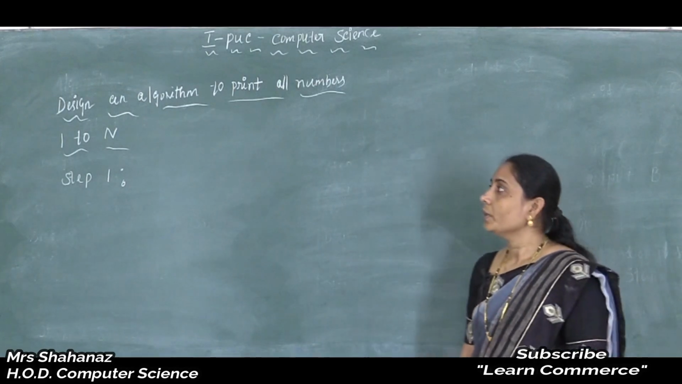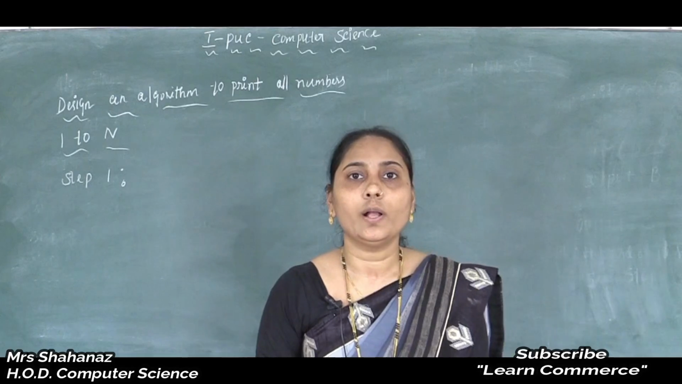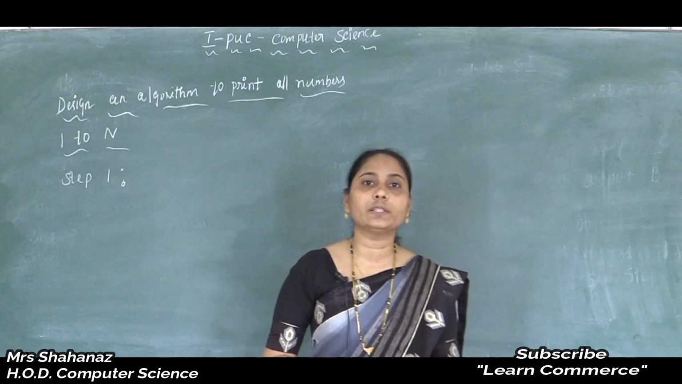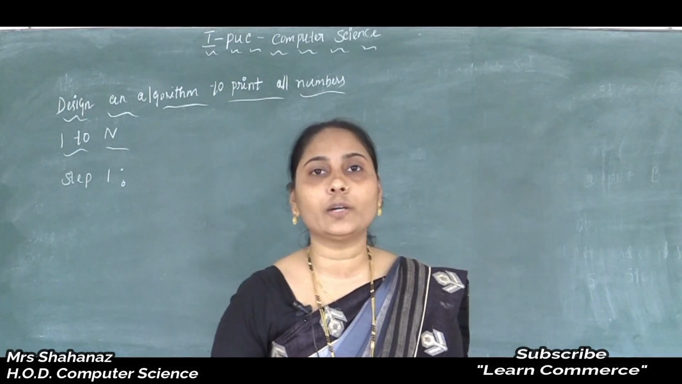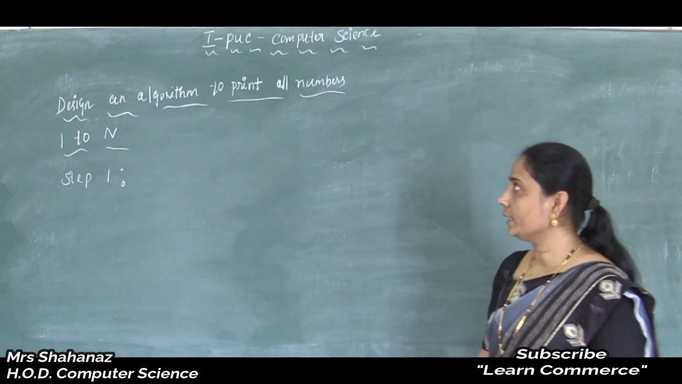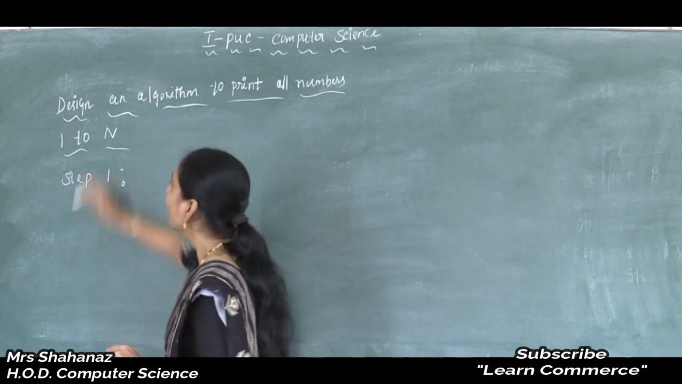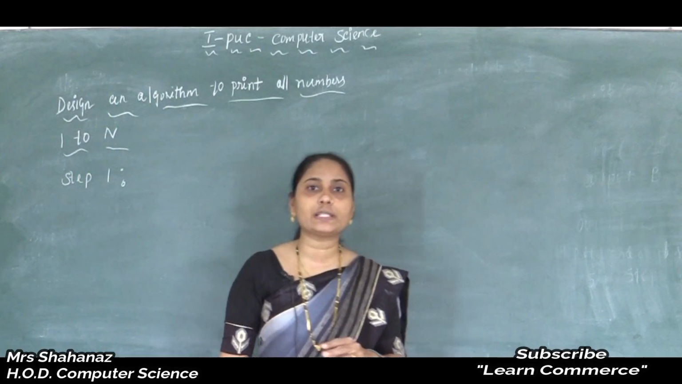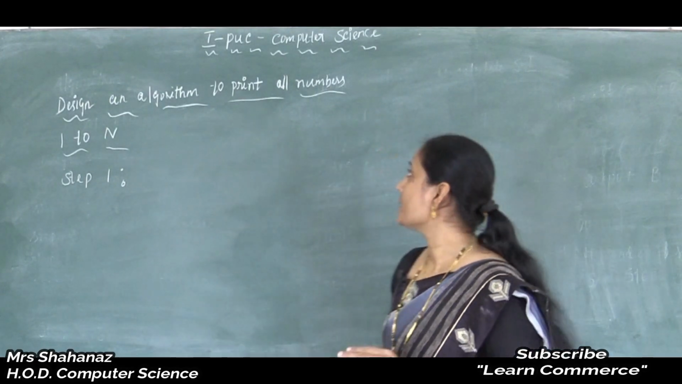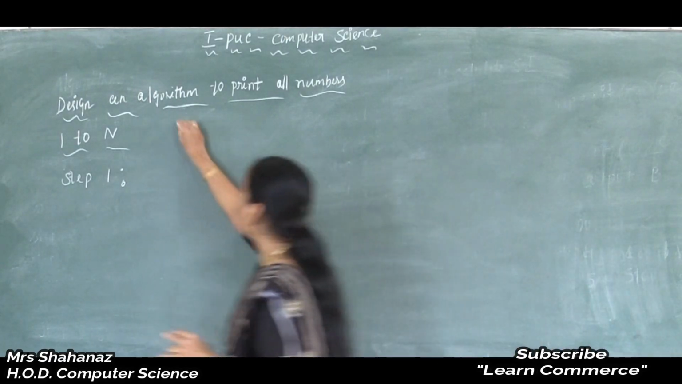Next algorithm. We know how the algorithm is going to solve. We know the examples also: the first example is sum and average, the second example is about the largest of 3 numbers, and the third one is simple interest. Now the question: design an algorithm to print all numbers 1 to n. Now I am going to build up the algorithm.